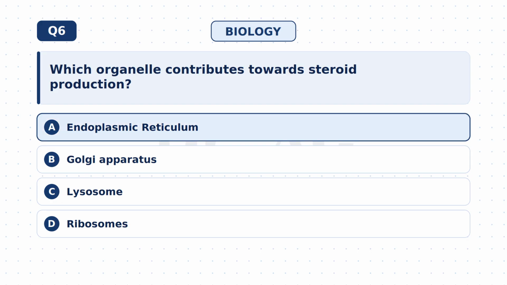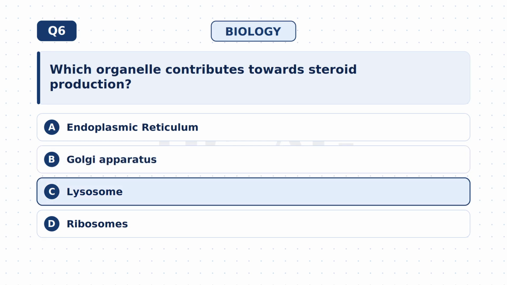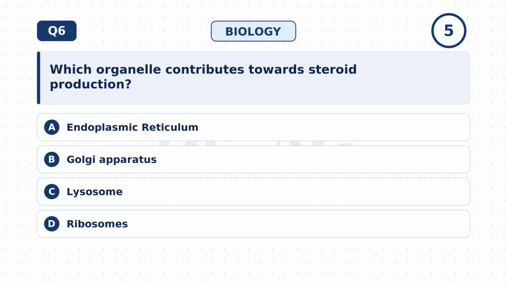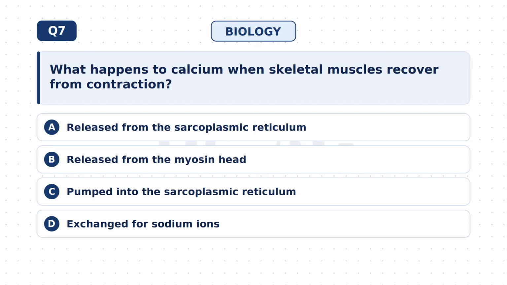Question 6. Which organelle contributes towards steroid production? Option A. Endoplasmic reticulum. Option B. Golgi apparatus. Option C. Lysosome. Option D. Ribosomes. The correct answer is A. Endoplasmic reticulum.